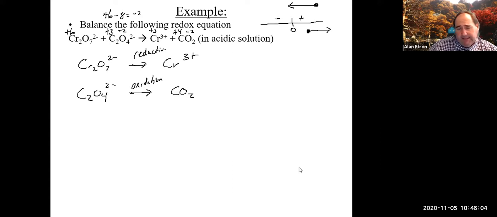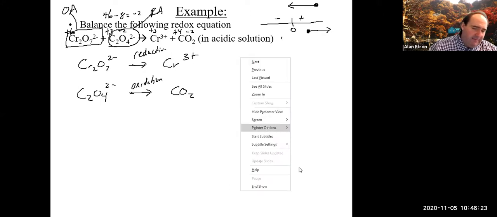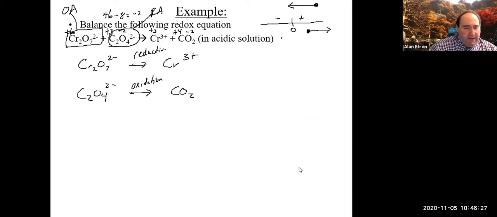Again, what that means is our dichromate here would be our oxidizing agent, and our oxalate here would actually be our reducing agent, right? So now that we have a pretty good idea of what is being oxidized and what is being reduced, the next thing we want to do is balance every element other than oxygen and hydrogen.